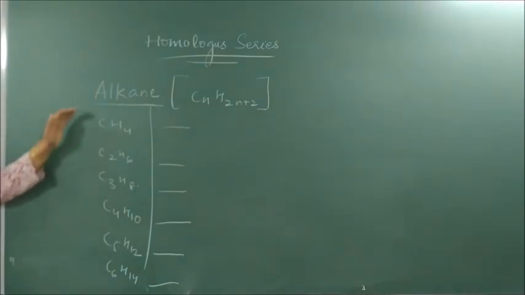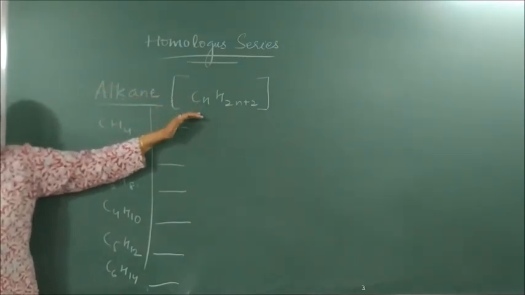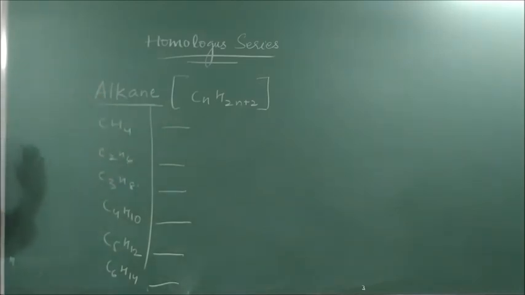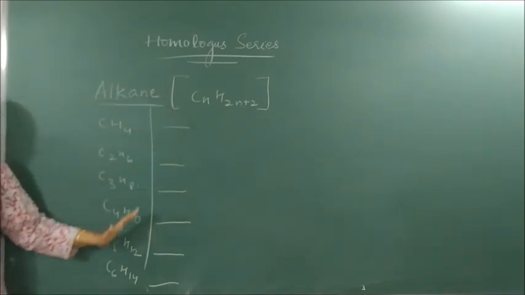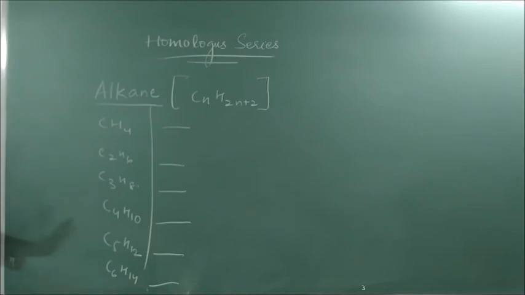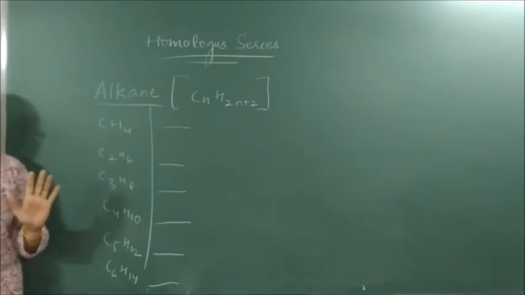Similarly, you write the homologous series of alkene. Example 2. First member does not exist. C2H4, C3H6, C4H8, C5H10, C6H12. Homologous series of alkyne. This finishes carbon and its compounds.